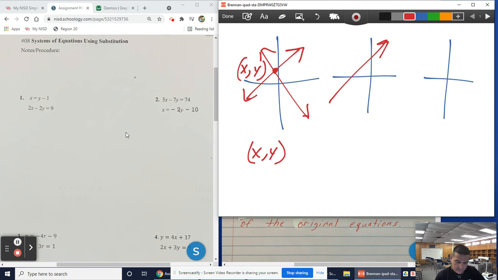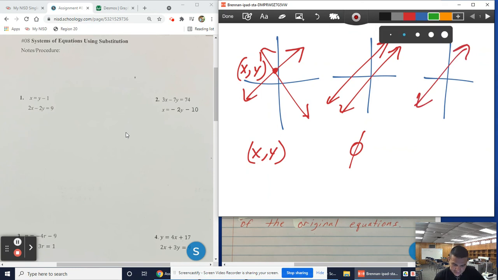Here I could have parallel lines. So these should match with your notes. I think it's like page 4. But this was no solution. They never touched. And then we could have a red line and a green line right on top of it. And that one was all real numbers. It's touching at every point. So we're looking for this when we're doing these problems, but you might get no solution or all real numbers. Either one, like you could get those. But that's what we're looking for when we solve these. All right.